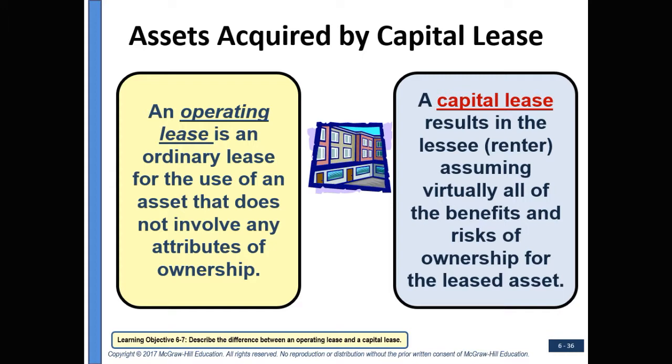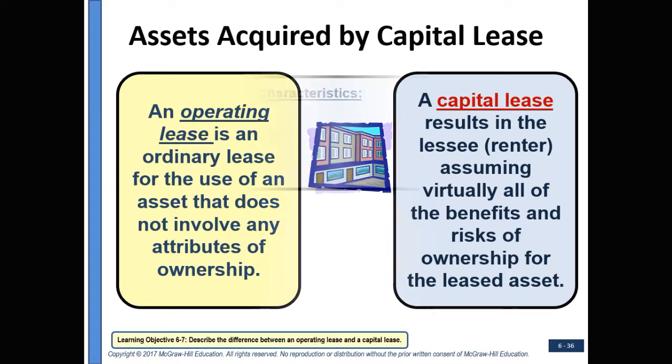An operating lease is an ordinary lease for the use of an asset that does not involve any of the attributes of ownership. Whereas a capital lease results in the lessee, or the renter, assuming virtually all the benefits and risks of ownership for the leased assets. This is one of those areas that was very gray and wonky for many, many years. Now we have more clear guidance on how to deal with specific types of leases.